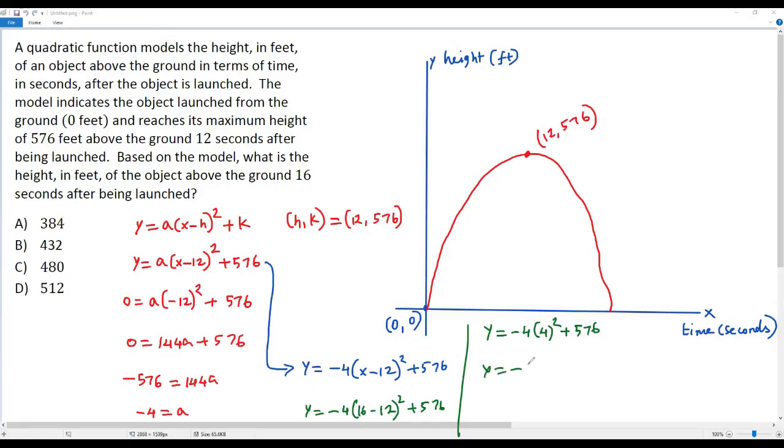Then we get y equals negative 4 times, the value of 4 square is 16, plus 576. And y equals negative 4 times 16, which is negative 64, plus 576, and y equals 512. Okay, when the time is 16 seconds, that is 16 seconds after the object is launched, the height reached by the object in feet is 512. We find 512 in answer choice D. The correct answer choice for this question is D.